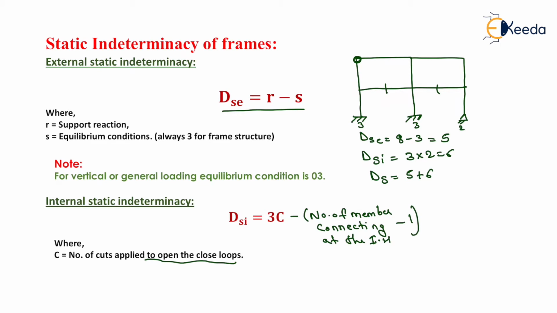Okay, now if at this point two members are connecting with an internal hinge, then we need to subtract only 1. So if an internal hinge is connected to n members, then we need to subtract only n minus 1 from the 3c. By this we can determine the internal static indeterminacy for the frame subjected to internal hinges.